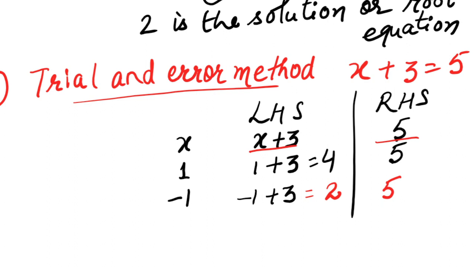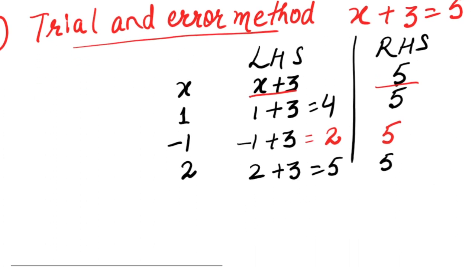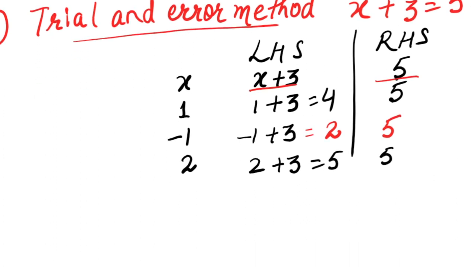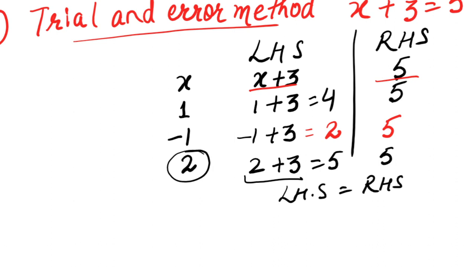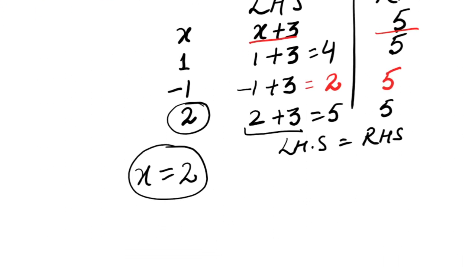So now I put 2 in place of x. 2 plus 3 is equal to 5. So yes, for the value of x as 2, the left hand side is equal to the right hand side. Now we stop here. We stop when left hand side is equal to right hand side. So the value of x is 2. You can say this is the root or solution of the equation.